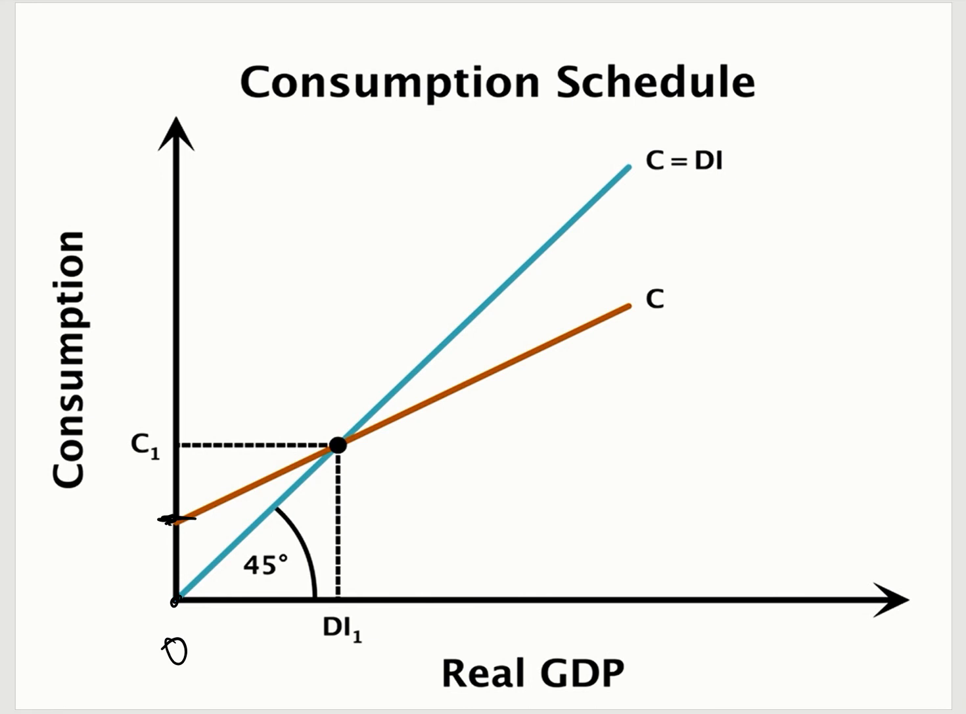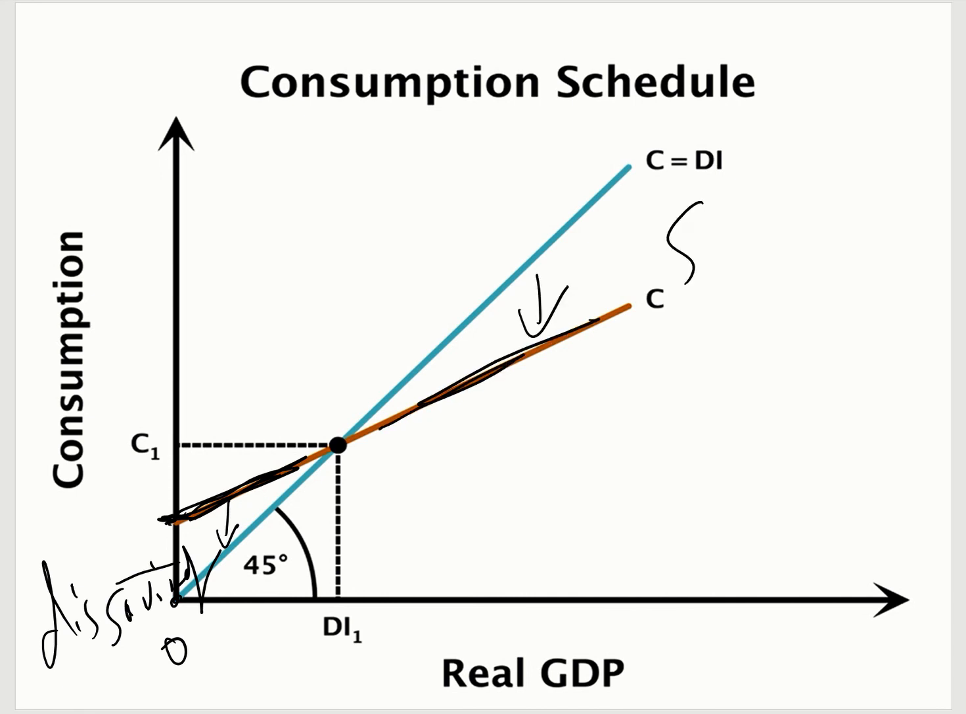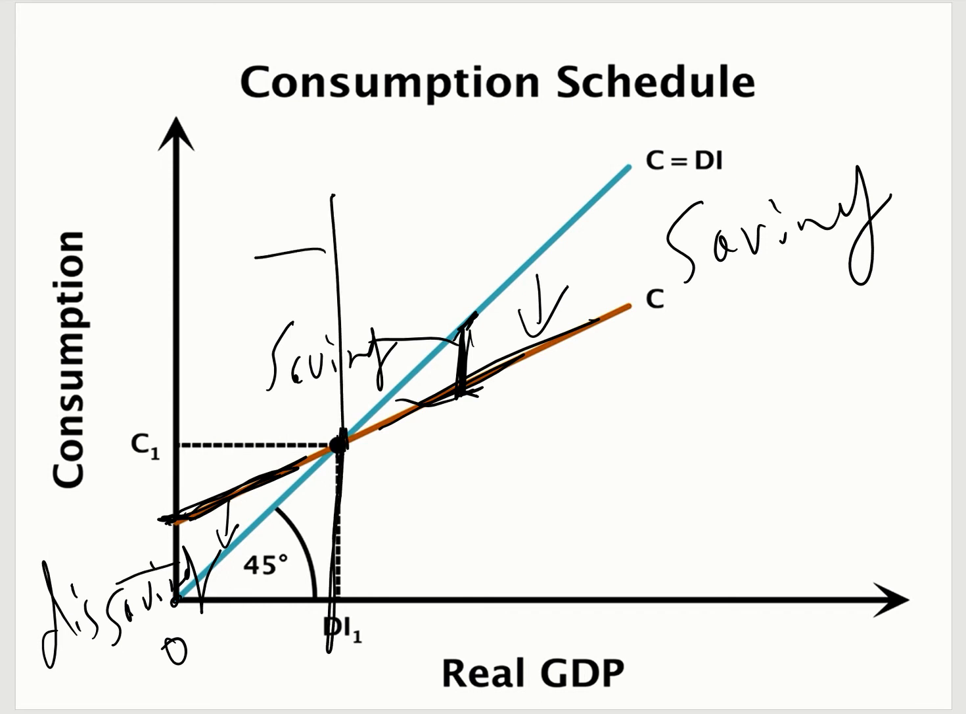So anywhere your consumption schedule is higher than your 45-degree line, this is dissaving. That means we borrow money. And anywhere your consumption schedule is below your 45-degree line, then we're saving money here, right? Because our income is high and consumption is low, then this difference vertically is our saving. Okay, so from this intersection, anywhere to the left you have dissaving, that means you borrow money. To the right, you have saving, that means you're saving money because your income is more than your consumption.